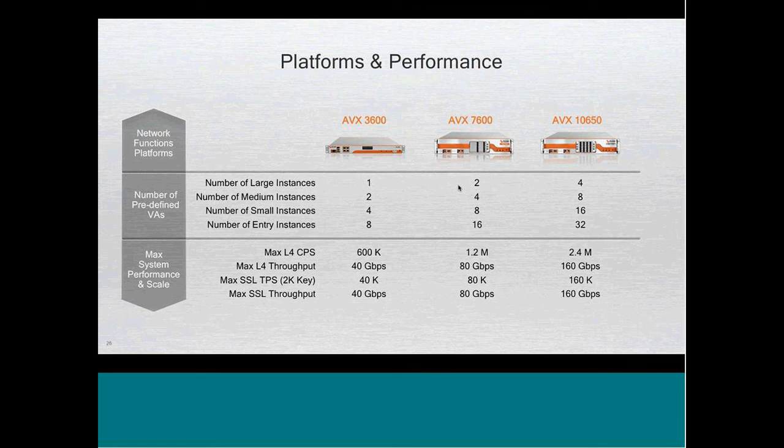For example, the AVX 3600 can run 1 large instance or up to 8 micro instances, or what we call entry instances, or some combination of these two. The lowest end platform is capable of providing 40 gigs of SSL throughput, or also max layer 4 throughput, and up to 600,000 layer 4 connections per second. And if you go to the rightmost of this chart, which is the AVX 10650, this platform is 4 times as powerful as the lowest end platform. Therefore, everything is scaled up by 4 times.